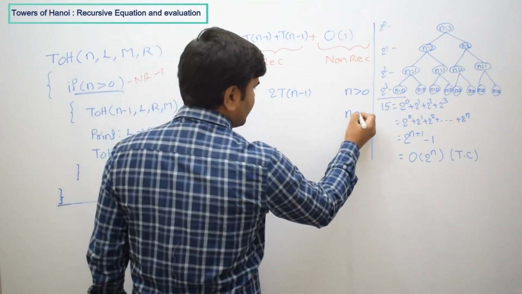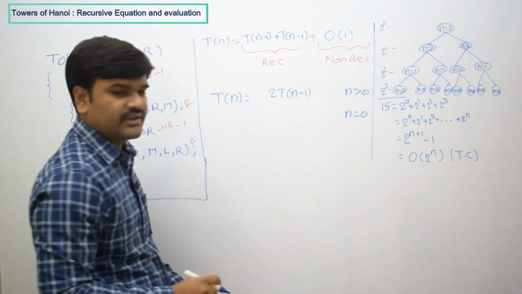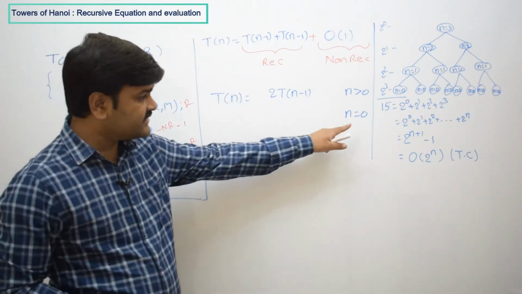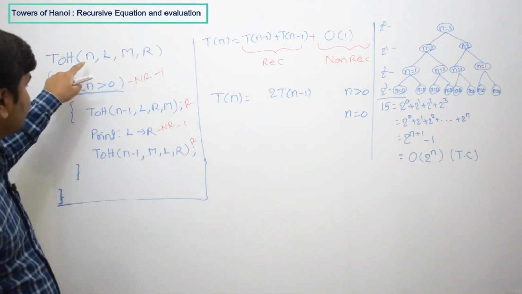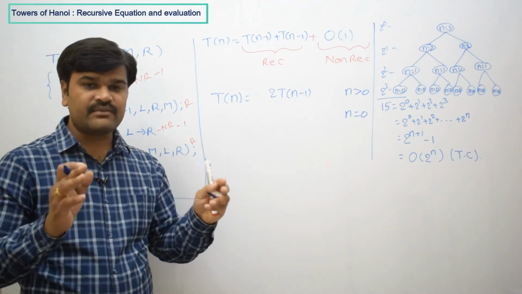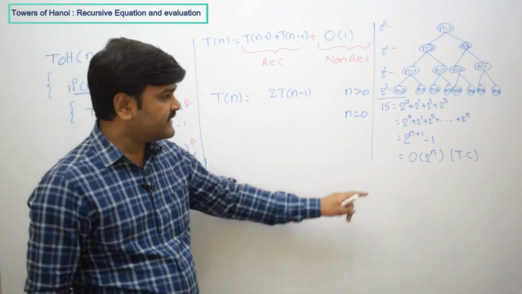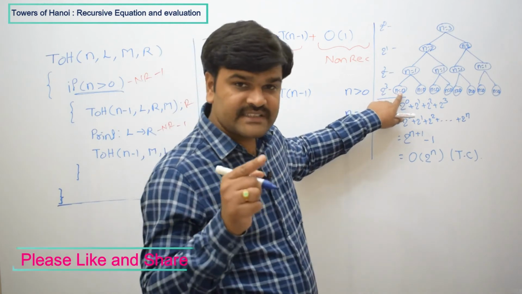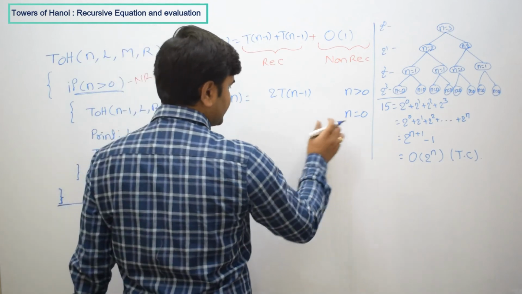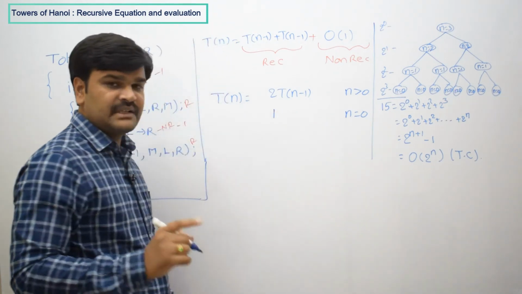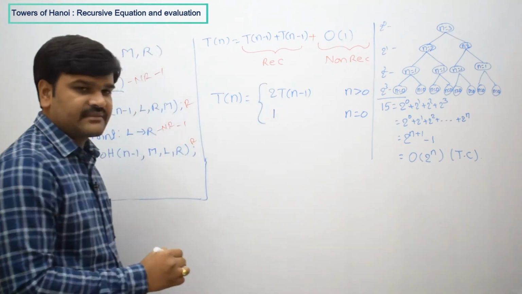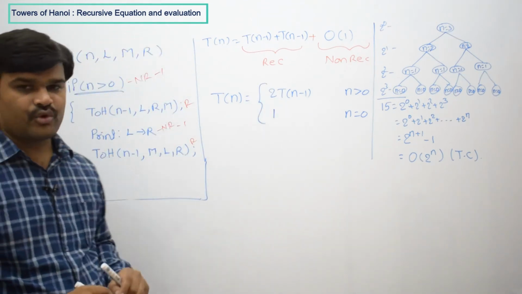What if n equal to 0? Okay, when n is 0, what are we doing? When n is 0, a function call is happening actually. Here our intention is the total number of function calls we are finding. Even with n equal to 0, a function call is happening. That means one function call is happening. So whenever n is 0 also, we are going to consider it as one function call. So that means this is the recursive equation for this recursive code.